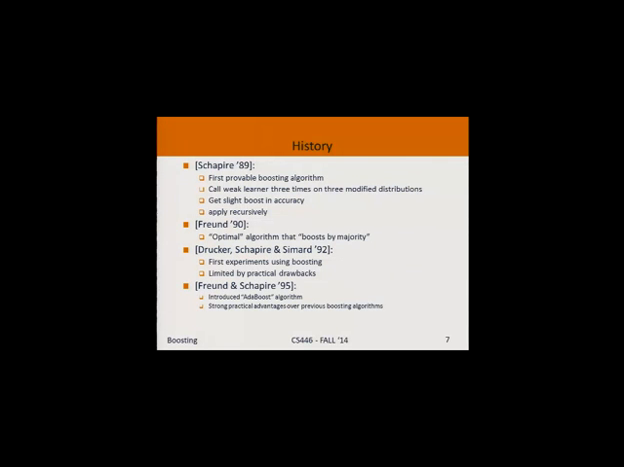In '95, Freund and Schapire together introduced an algorithm called AdaBoost, for adapted boosting, or adaptive boosting, that had a lot of practical advantages over previous boosting algorithms, particularly because it didn't have to know anything about the constants. It just adapted to whatever the data gave you, under the assumption that you still have weak learning.